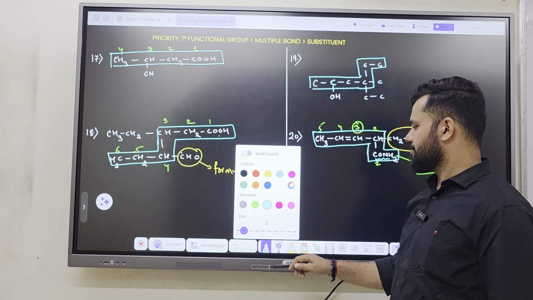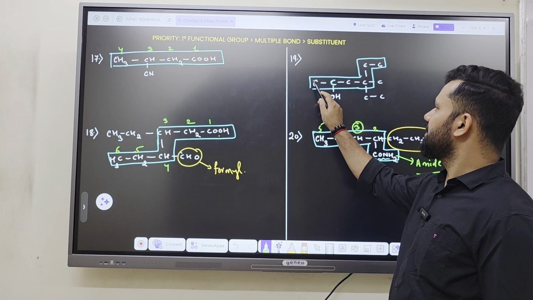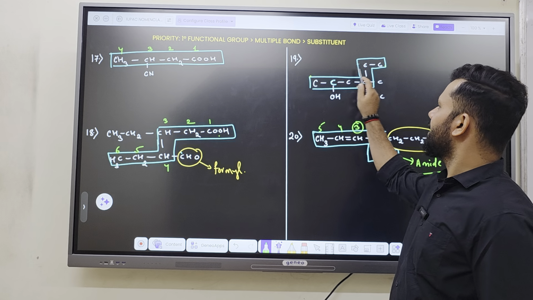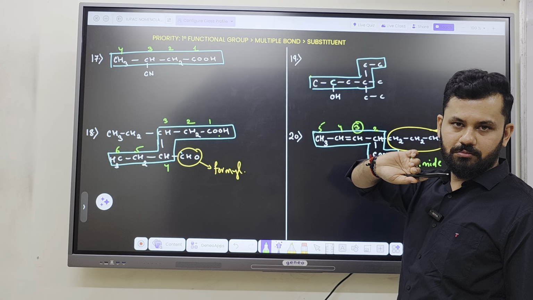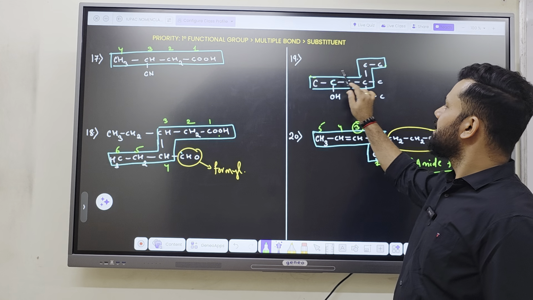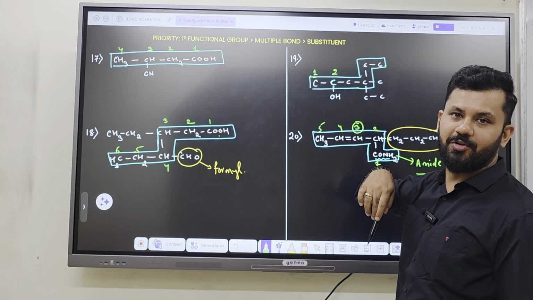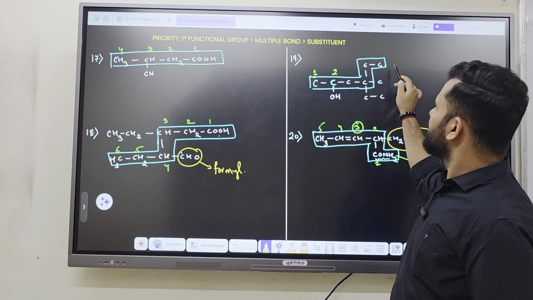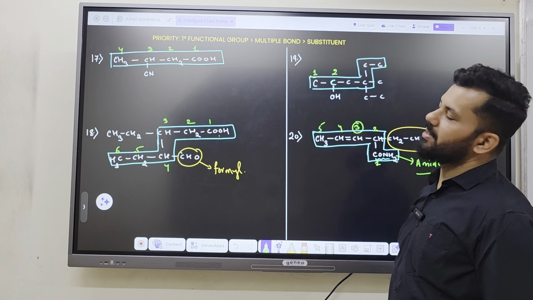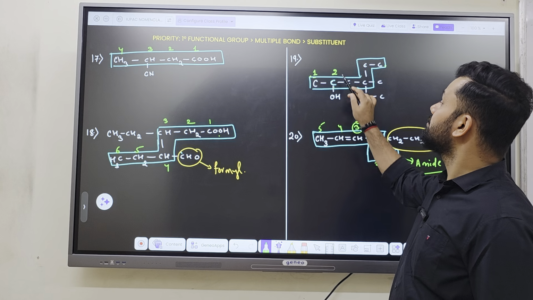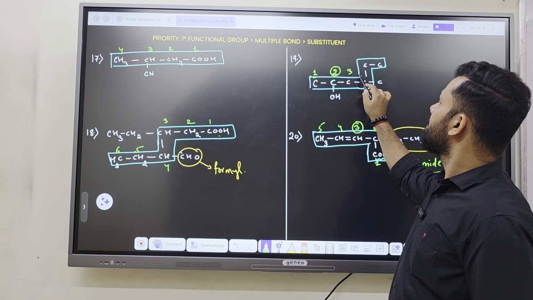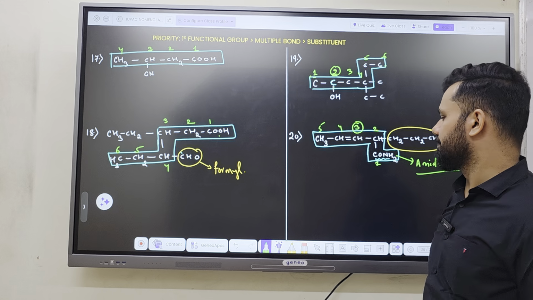How to number, sir? Well, quite simple. You could either number from left to right or right to left. I'll number from left to right because in that way I will assign 2 number to the functional group carbon. If I come the other way around, then I end up assigning 5 number to it. 2 is smaller than 5. Very good.